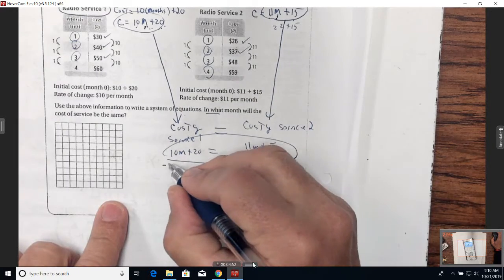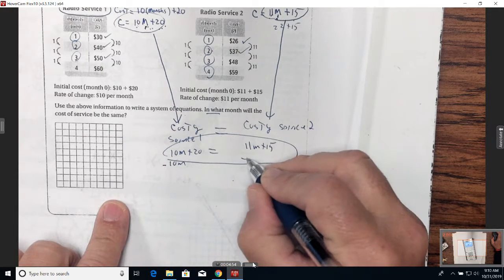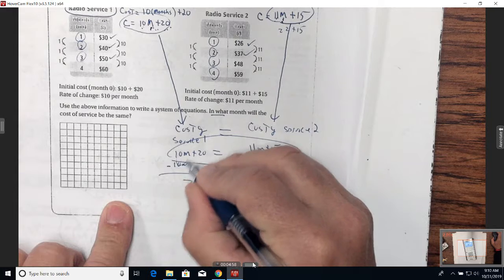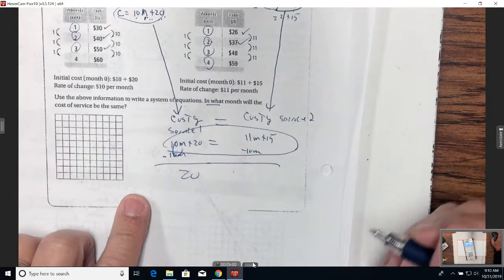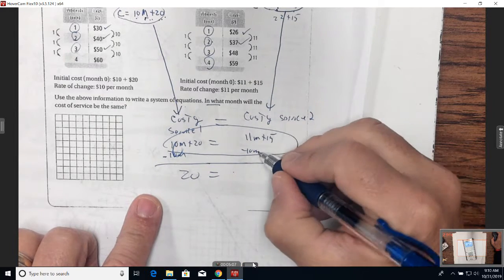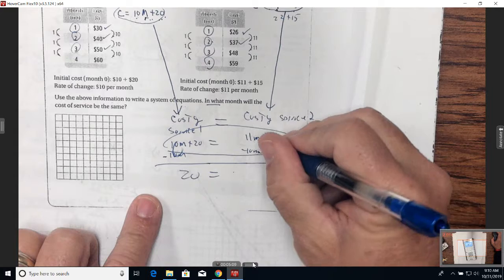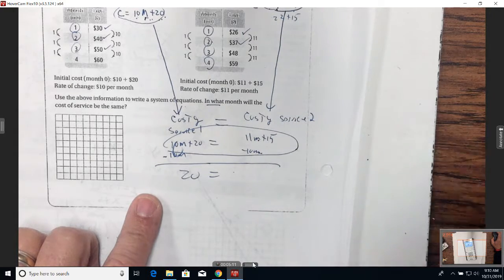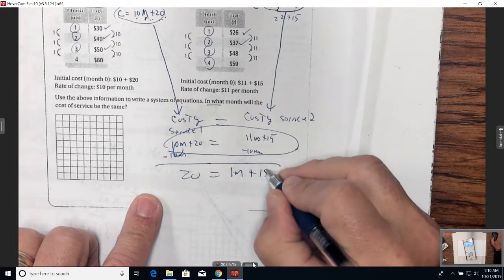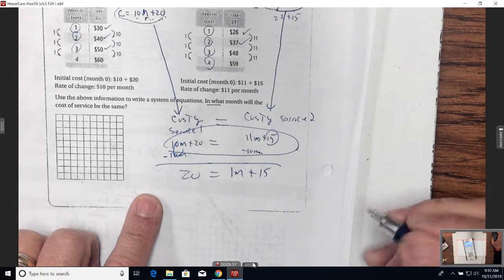variables on one side, so I'm going to subtract 10m, and I'm left with 20 on the left side because 10m minus 10m is 0. 0 plus 20 is 20. And then 1m minus 10m, or excuse me, 11m minus 10m is how many m's? 1m plus 15. See, that plus 15 is still there.